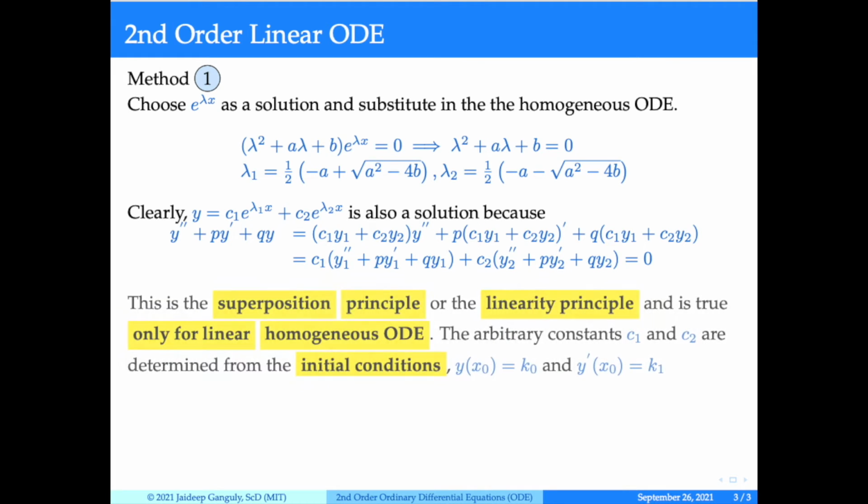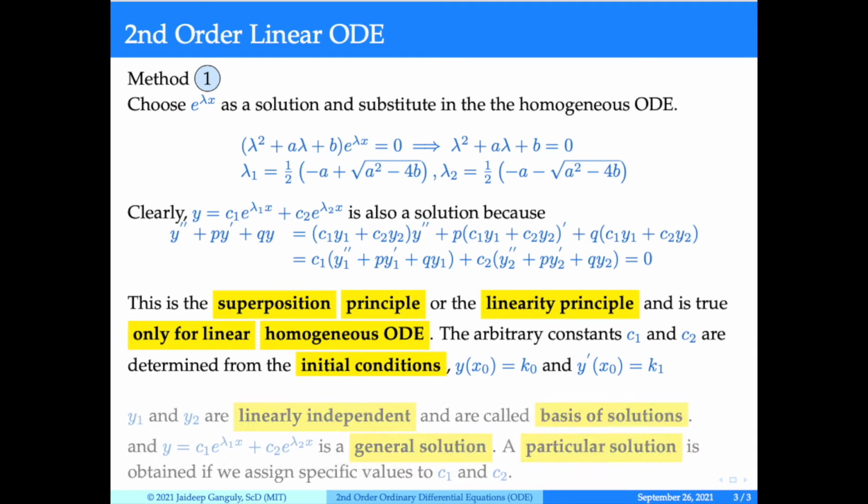This is called the superposition, or the linearity principle, and is true only for linear homogeneous ODE. The arbitrary constants, C1 and C2, are determined from the initial conditions. Y1 and Y2 are linearly independent and are called the basis of solutions. A particular solution is obtained if we assign specific values to C1 and C2.